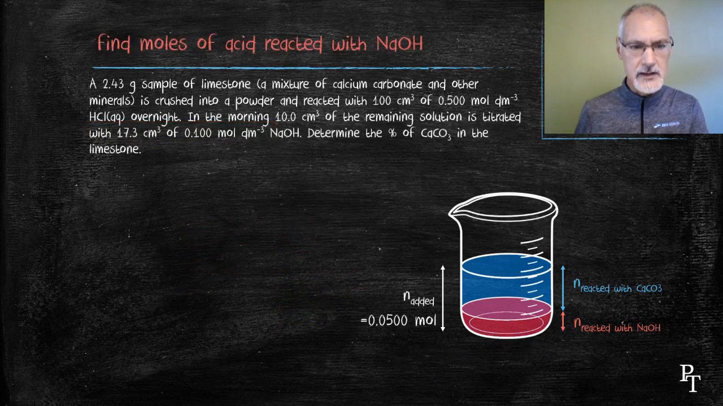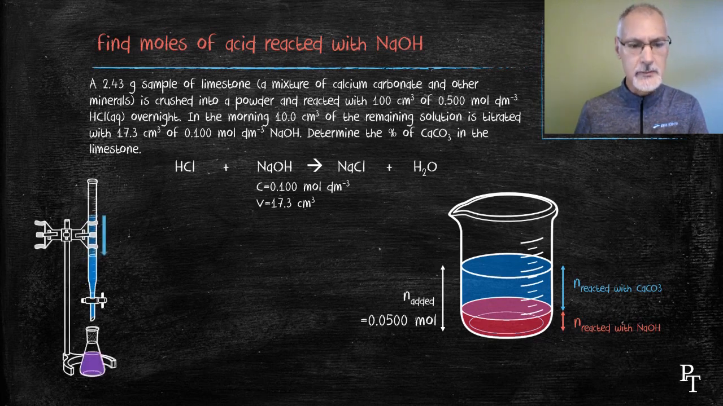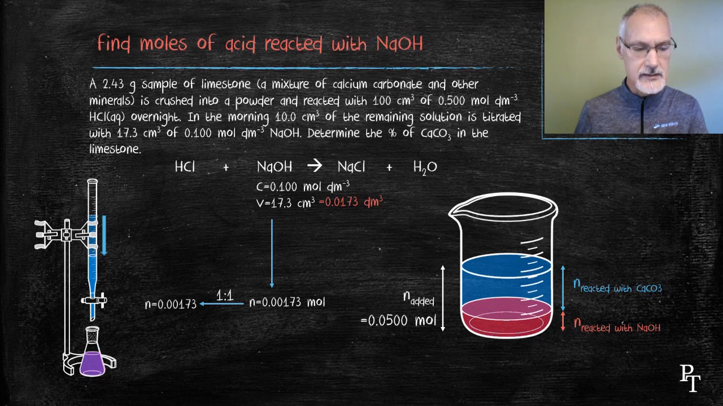So, let's begin with the information that reacted with sodium hydroxide. And this is the equation for what went on. We determined the volume of NaOH required to neutralize 10 milliliters of the hydrochloric acid. That was done by a titration experiment. Changing that volume to decimeters cubed, I can then determine the number of moles of NaOH that I added. From this equation in the 1-to-1 ratio, I can determine then the number of moles of HCl that I added.